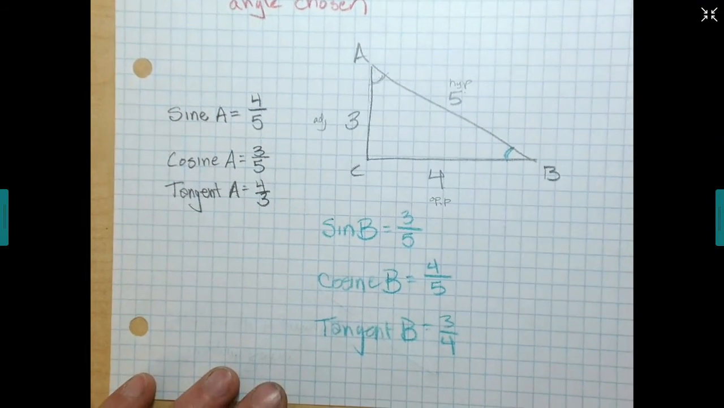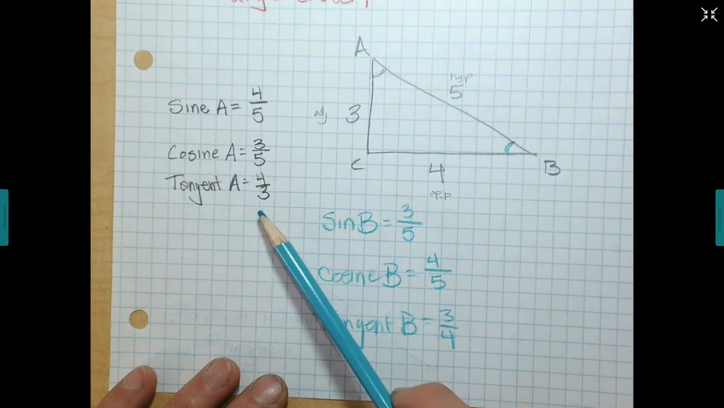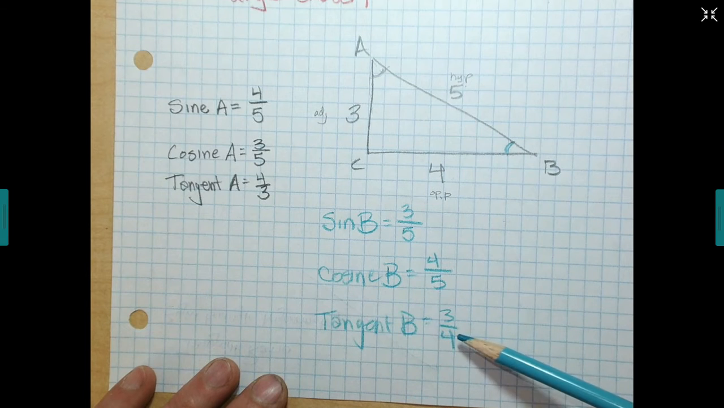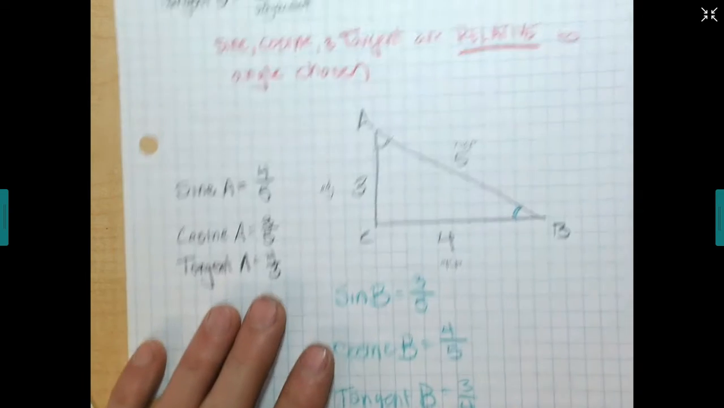As you'll notice, tangent for one triangle is the reciprocal of tangent from the other triangle. That's the basics. Now, let's go in and see how we can solve some problems.